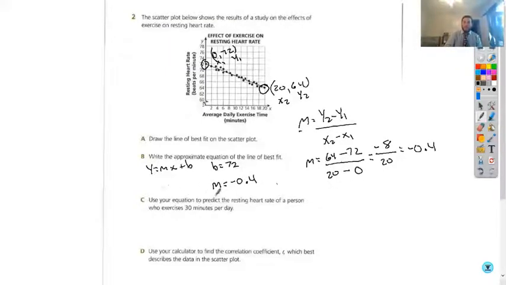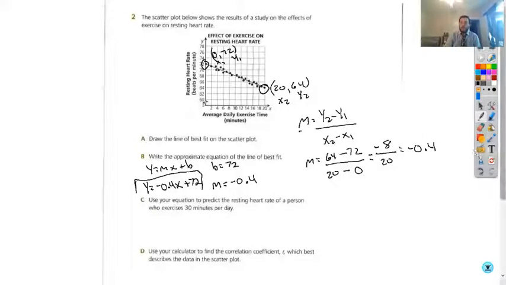So now if we need to write our equation for a line, we're just going to substitute in our slope and our y-intercept, and it will give us our line of best fit. So y equals negative 0.4x plus 72. So this here is our line of best fit for this set of data here. And then we're going to use this in C.